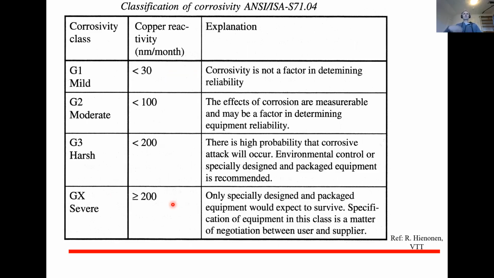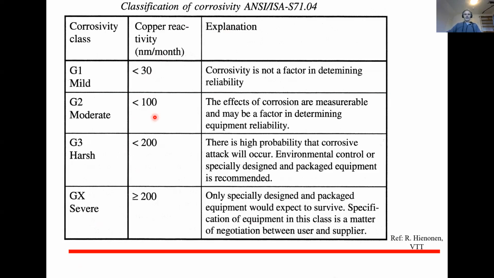So you could put the pure copper sheets in some kind of an environment, and then after, let's say, 6 months, you take the copper sheets, you cut them, you look from the side, so you make a cross section, and you measure how much copper has reacted during this 6 months time, and then basically you can estimate in which kind of corrosion category you are.